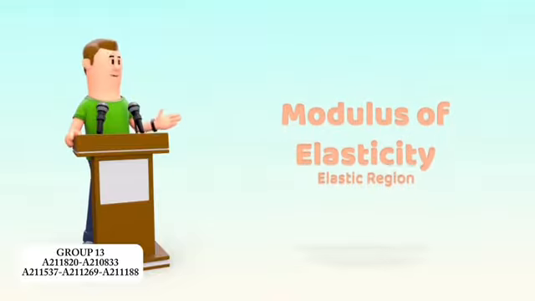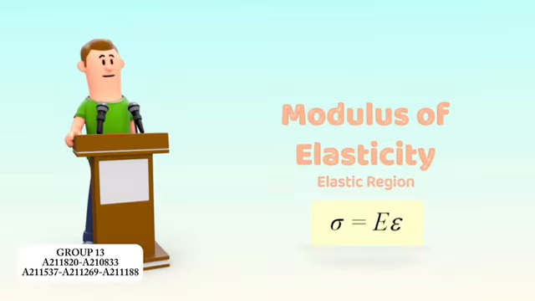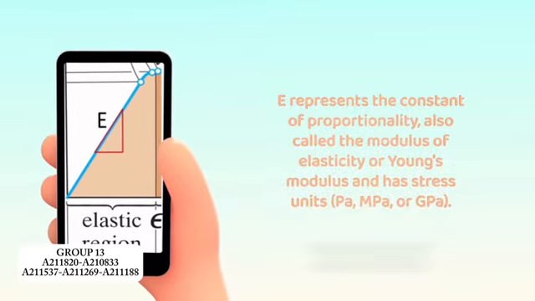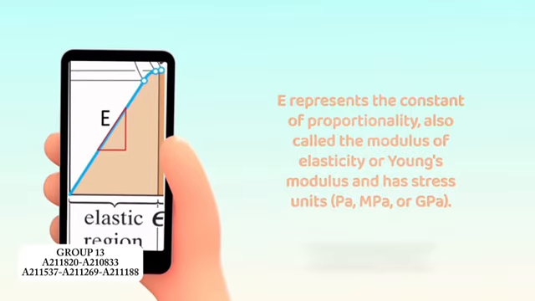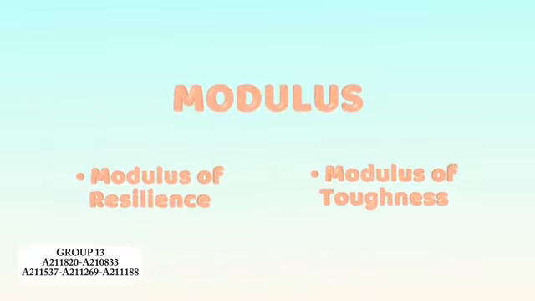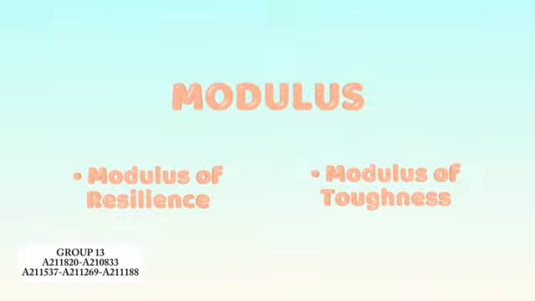Now I'm going to talk about the modulus of elasticity in the elastic region. E represents the constant of proportionality, also called the modulus of elasticity or Young's modulus, and has stress units: Pa, MPa, or GPa. There are two types of modulus, which are modulus of resilience and modulus of toughness.